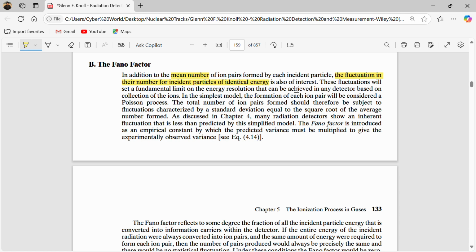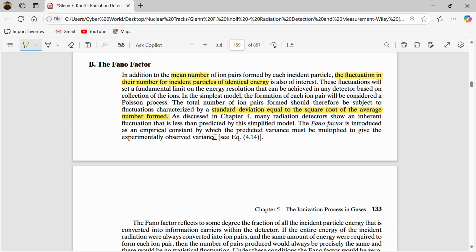Okay, so the formation of each ion pair will be considered as a Poisson process. The total number of ion pairs formed should therefore be subject to fluctuation characterized by a standard deviation. So after the total ion pairs are produced, we can characterize the fluctuation of that total number by a standard deviation equal to the square root of the average number formed. Okay, the standard deviation is basically equal to the square root of the average number formed.